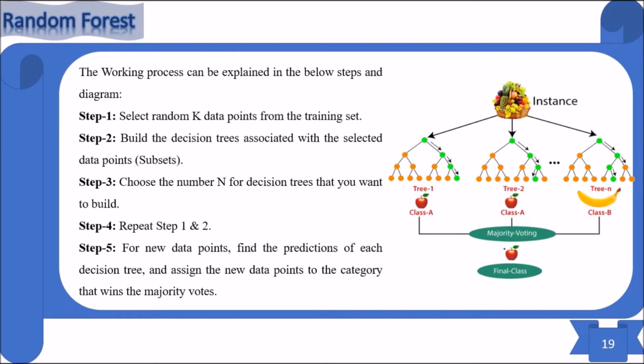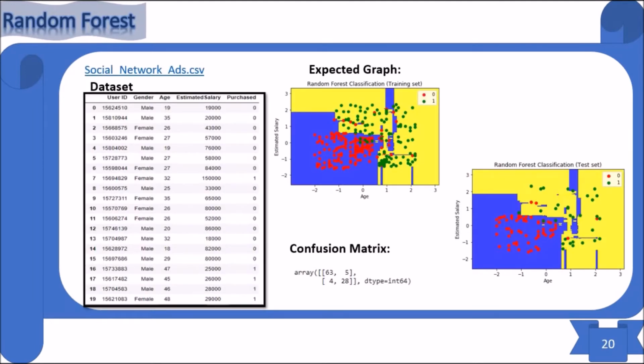So your final prediction is totally dependent on the number of votes. This is how your random forest algorithm works. So now you have a data set.